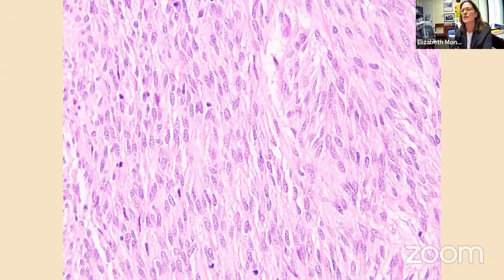Okay, so this is a very nice spindle cell gastrointestinal stromal tumor. You'd expect this to be in the small bowel, and you'll notice that the nuclei are very, very uniform, and that's your clue for GI stromal tumor. You will not see this uniformity if the patient instead has a leiomyosarcoma.